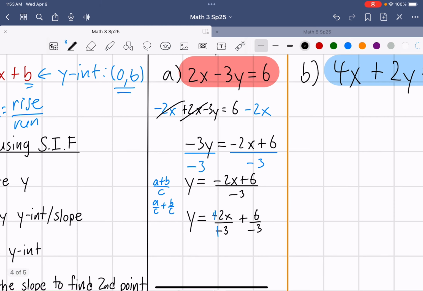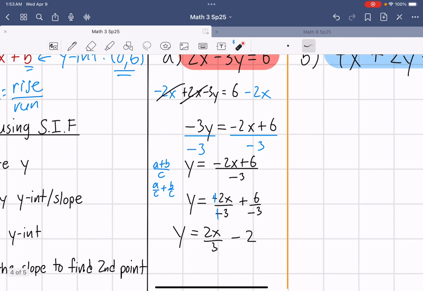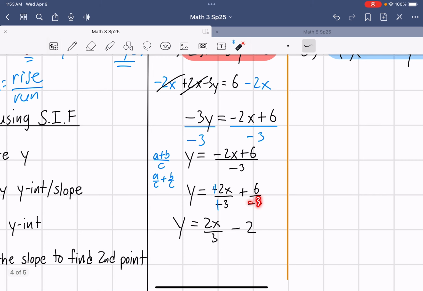Now I don't expect you to write so many steps, but I just want to show you how to identify each part. Now, 6 divided by negative 3 is negative 2. Now all I need is my slope, which is 2 over 3. And my y-intercept, remember it's an ordered pair, so it's 0, comma, and the constant here is negative 2.